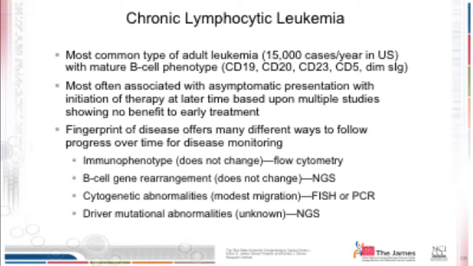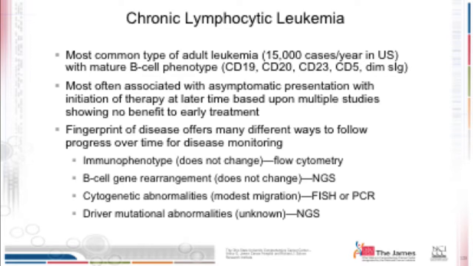The fingerprint of CLL offers many ways to follow the progress of the disease and gives a pathway to knowing how we can follow minimal residual disease. Because if a mutation or something changes over time, it's not going to be very useful for following minimal residual disease. In this regard, similar to multiple myeloma, the immunophenotype and the B-cell gene rearrangement don't change. One can be followed by flow cytometry, the other by next-generation sequencing, and so these are ideal. You can also get down to a very low level.